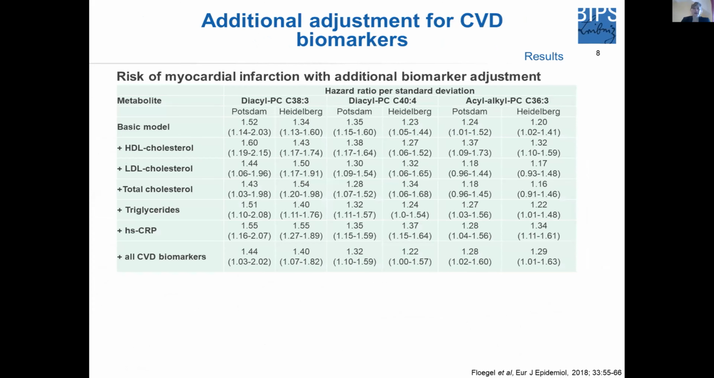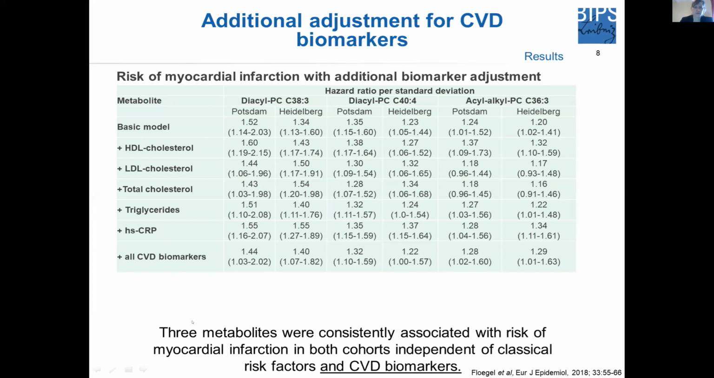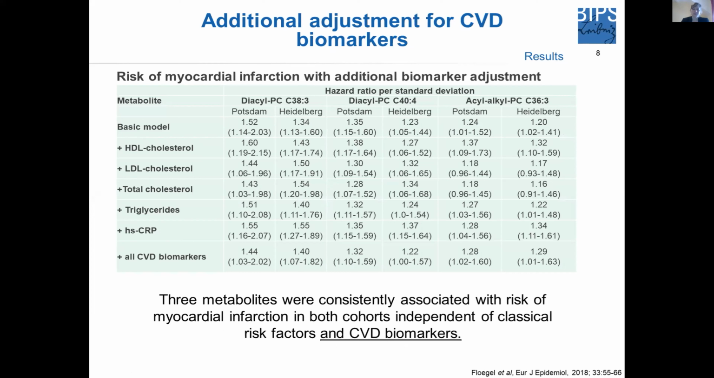Well, we went on and asked whether these associations are explained by some classical CVD biomarkers. So what we did now is we added to our basic risk factor model these classical biomarkers that we had also measured in the cohorts, like HDL, LDL, total cholesterol, triglycerides, AHS, CRP, and also one model where we included all of them together. And we ended up with 3 metabolites that were still consistently associated with risk of myocardial infarction in both cohorts and independent of these biomarkers.